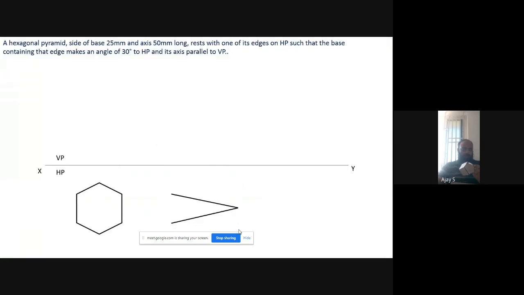So we'll move on to the next question. It is a hexagonal pyramid. So this is the hexagonal pyramid of base 25 mm. Okay, so it was something like this, right?